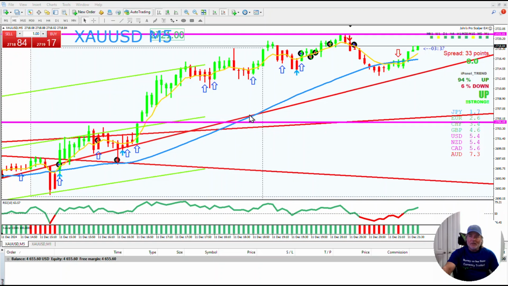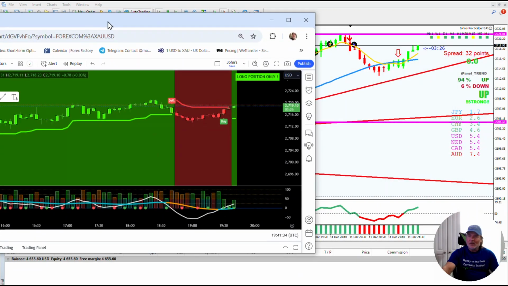Now, I got something that will make your life much easier. It is a template that's put together on Tradingview. And let me show you this. This will help you a lot. So right now it looks like it's having some indecision too, but that's okay.